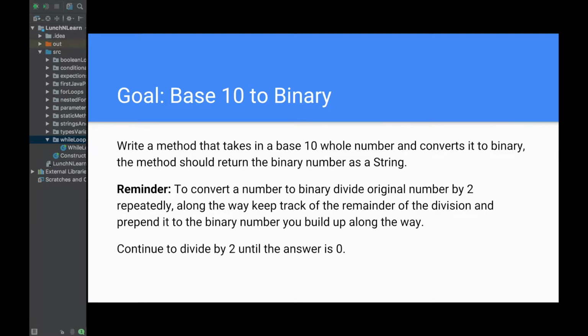As a reminder, to convert a number to binary, divide the original number by 2 repeatedly, along the way keeping track of the remainder of the division and prepending it to the binary number you're building up along the way. You should continue to divide by 2 until the answer is 0.